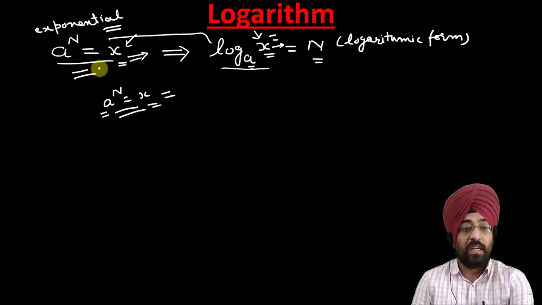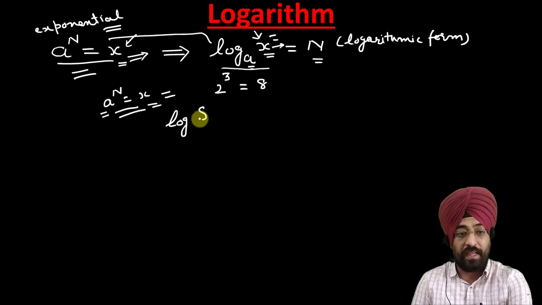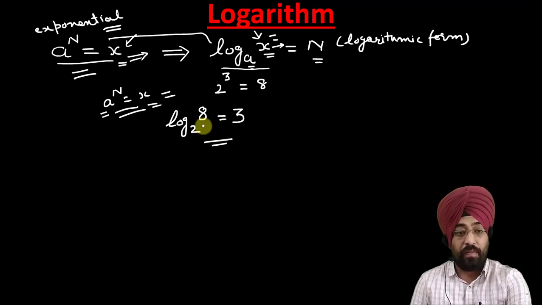Now let us convert some exponential forms to log, then we will learn more about log. Now suppose we have 2 raised to the power 3 is equal to 8. This is the exponential form. If we have to convert this to logarithmic form, then we can write log of 8 with base 2 is equal to 3. So it is quite easy. That means log of 8 with base 2 is the power to which this base 2 has to be raised to get 8. If we raise 2 to the power 3, then we will get 8. So that is the meaning of log. That's how you can convert this exponential form to log form.